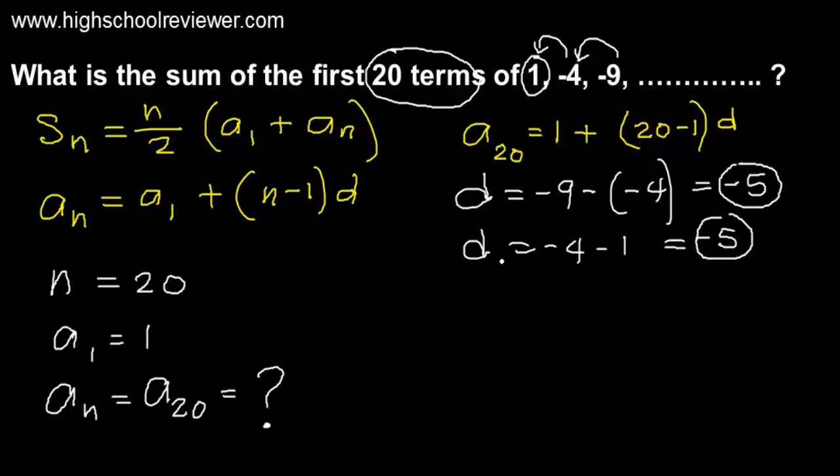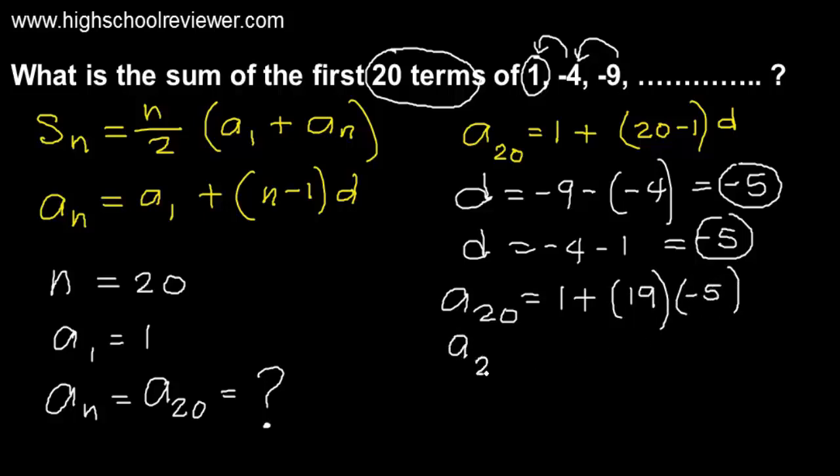We can solve for a sub 20. So a sub 20 will be equal to 1 plus 20 minus 1 is 19, multiplied by d, which is negative 5. So our a sub 20 here will be equal to 1, and positive multiplied by negative will be negative. So 19 multiplied by 5 is negative 95. So our a sub 20 now will be equal to 1 minus 95. This is negative 94. Okay.